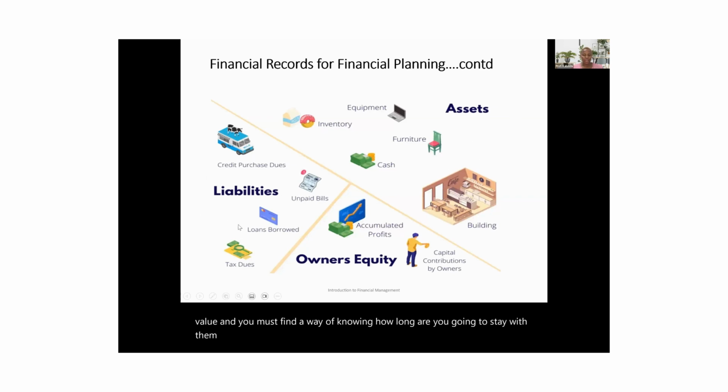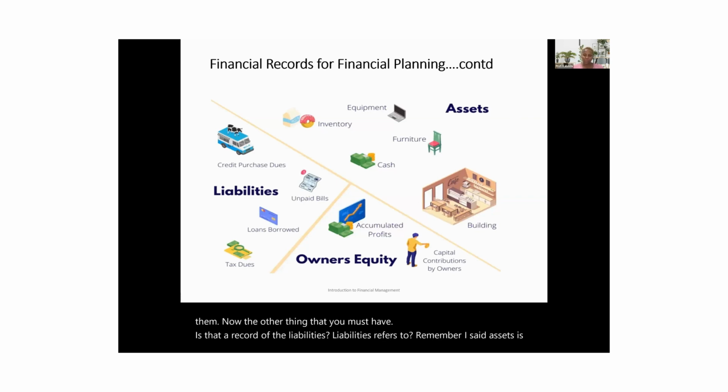Now, the other thing that you must have is a record of the liabilities. Remember I said assets are resources that you own and you control. Liabilities are resources that were given to you by outsiders and they need to be paid. So these liabilities, like credit purchases, you have to pay for them. If you have any unpaid bills, remember bills will always remain unpaid because, for example, electricity, you consume first and then you get the bill. If it is water, you use and then you get the bill. Those are liabilities until the moment you have paid them.